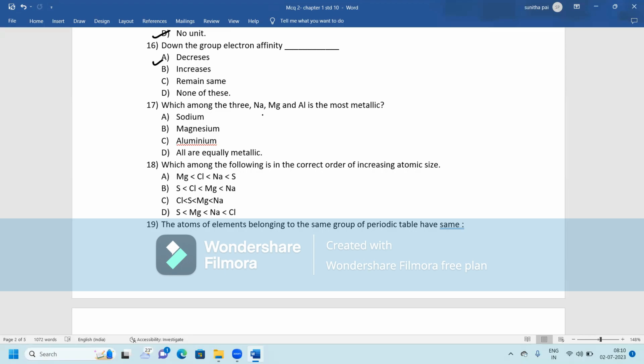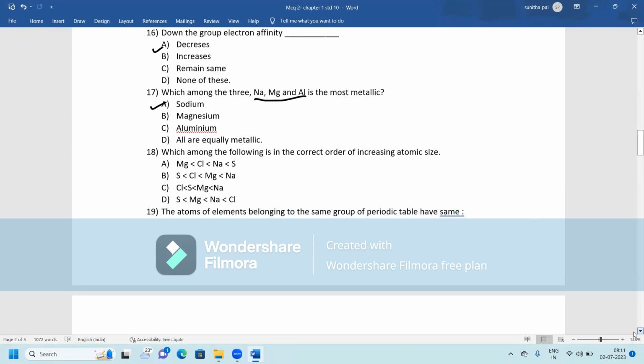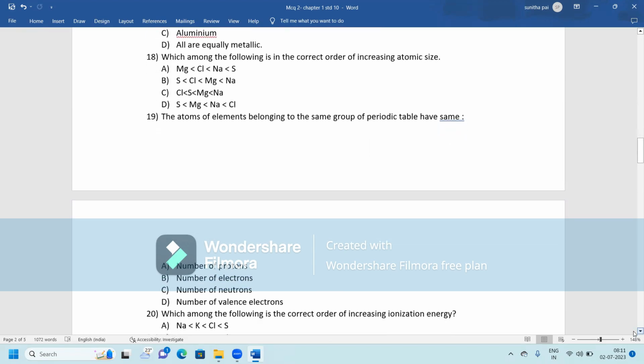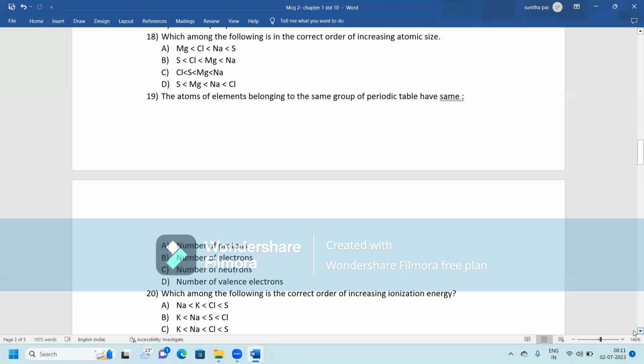Question number 17. Which among the three, Na, Mg, Al, is most metallic? Metallic character across a period decreases. Down a group it increases. Now, sodium, magnesium, and aluminum are across a period. Therefore, sodium will have the maximum metallic character, though the options given make us feel that aluminum is a perfect metal. Here, just based on the trend in the periodic table, we are judging the metallic character, and the one on the left side is the most metallic one.